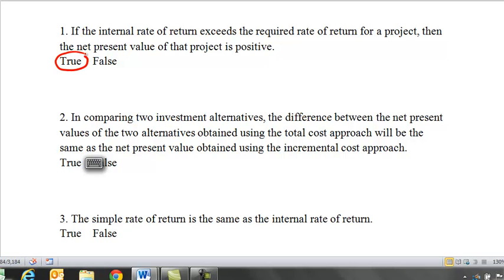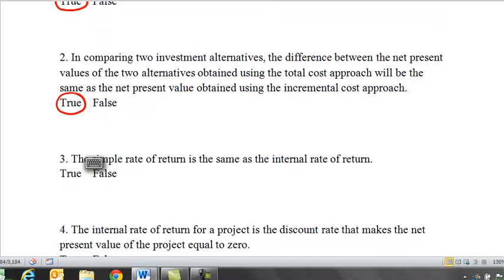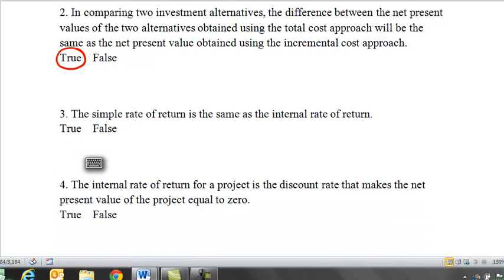So that's true. In comparing two investment alternatives, the difference between the net present values of the two alternatives obtained using the total cost approach will be the same as the net present value obtained using the incremental cost approach. And that is true. The simple rate of return is the same as the internal rate of return, and that is false.